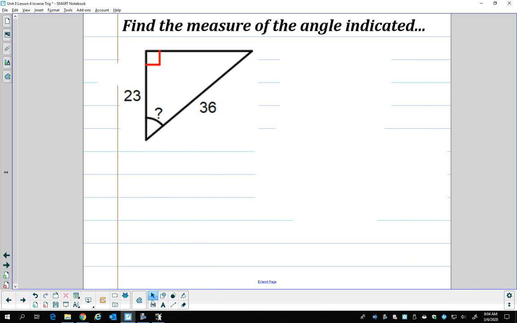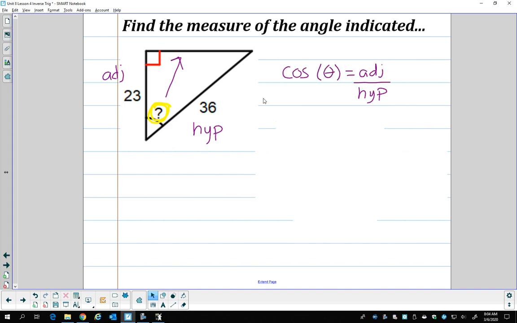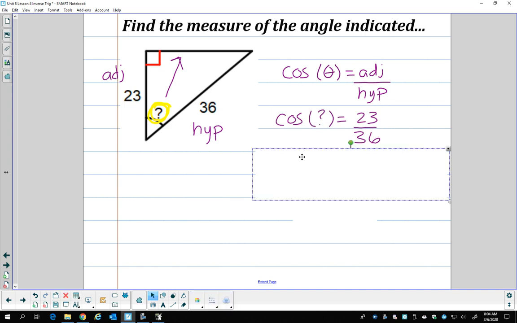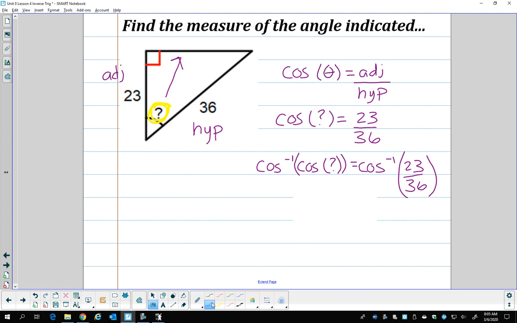Let me do one more with you. Again, stick with the same process. I want that angle. I don't know my opposite side, but I do know the leg next to my angle. That's my adjacent. And I know my hypotenuse. Adjacent and hypotenuse tells me, hey, you can use cosine. I plug in what I know. And now I need to do the inverse cosine on both sides. So I'm left with question mark.